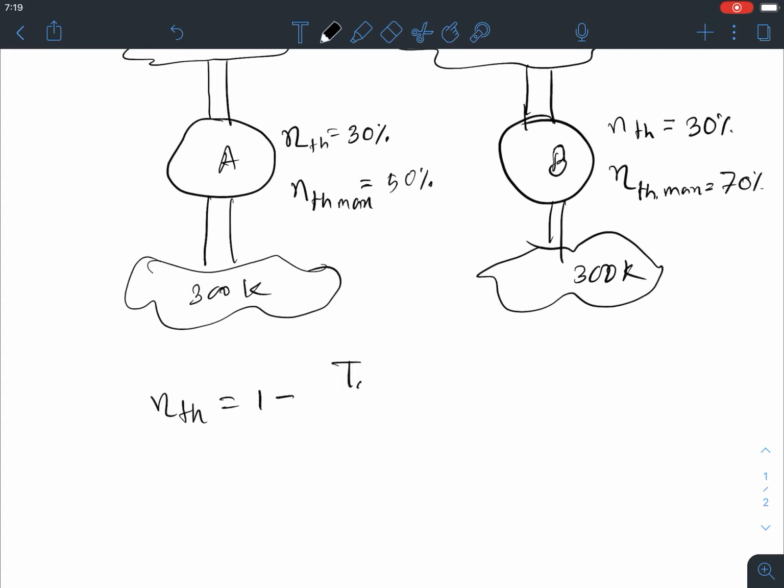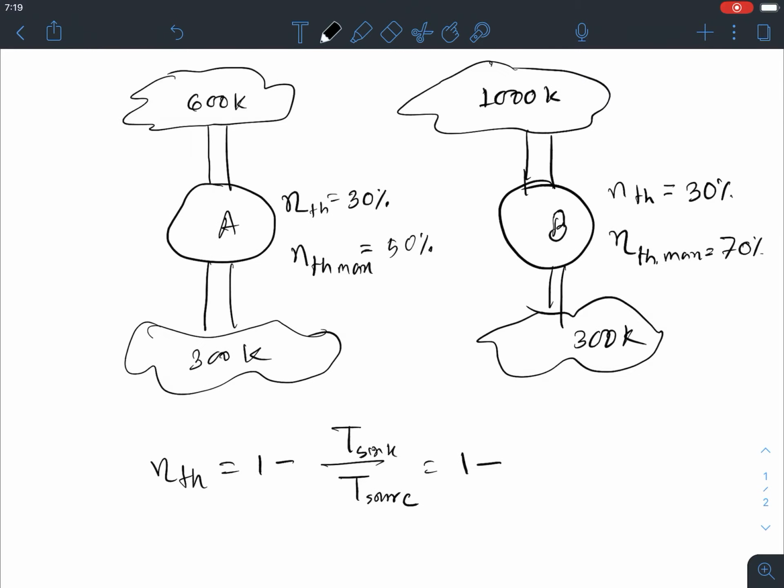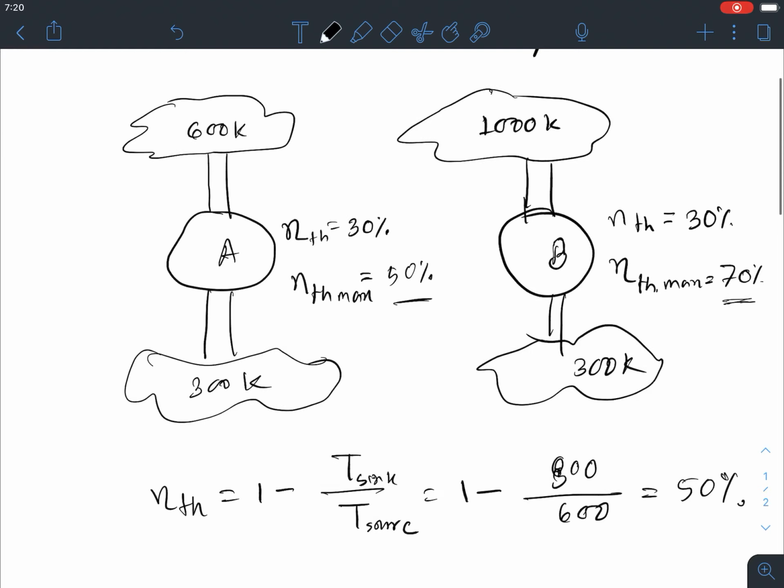For example, we know the thermal efficiency is T source minus T sink divided by T source, which is 1 minus T sink divided by T source, right? In the first case, the sink is 300 Kelvin divided by 600. So if we solve it, it will be 50%, which is this one, right? Similarly, we can show that for this ideal case, the efficiency will be 70%.